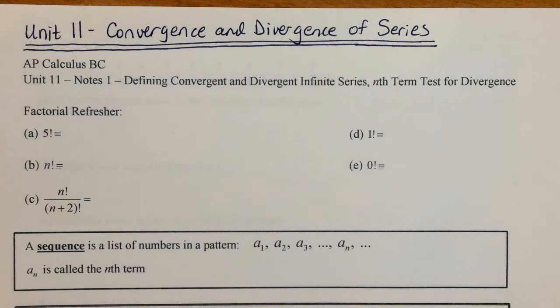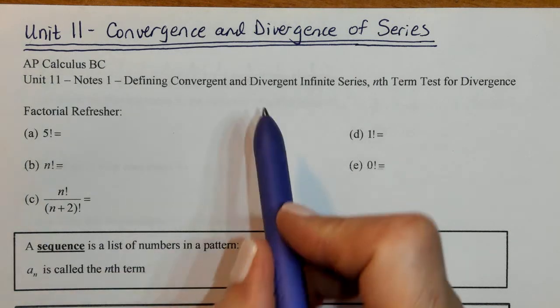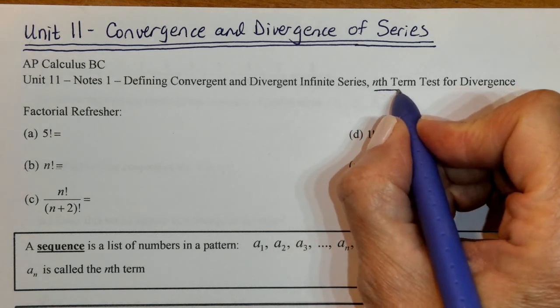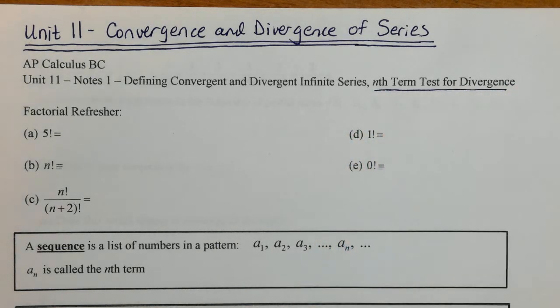We're on Unit 11, and Unit 11 deals with convergence and divergence of series. In this first section, we are going to define convergent and divergent infinite series, and we're going to get our first test to determine if a series converges or diverges, and that is the nth term test for divergence.